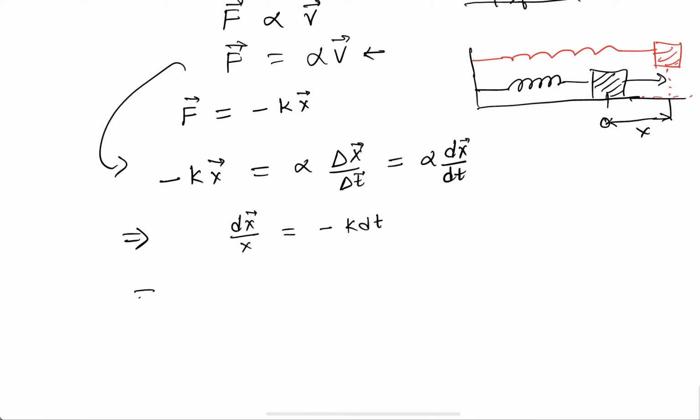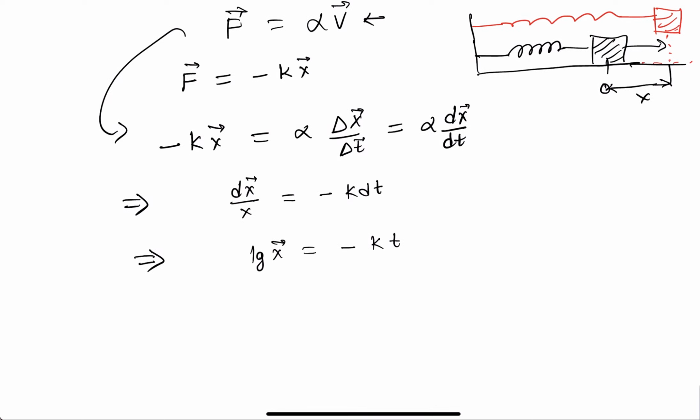We can easily solve it. dx by x integrates to log x, and here we have minus kt plus a constant of integration. So x of t is some constant times e to the power minus kt.